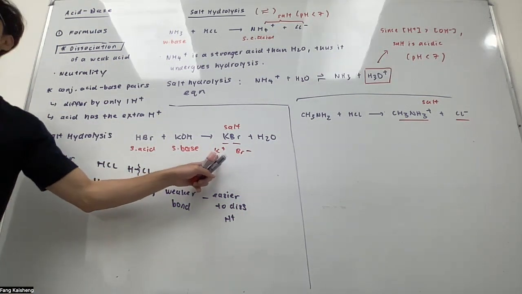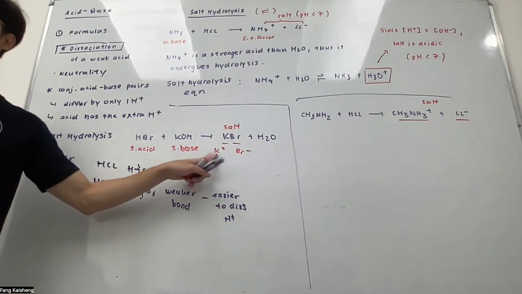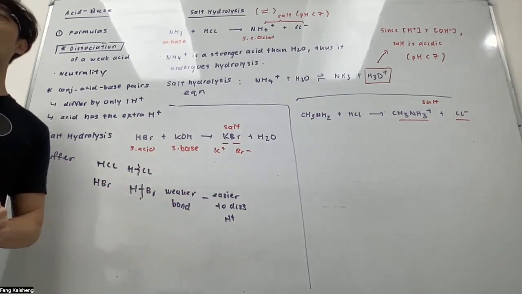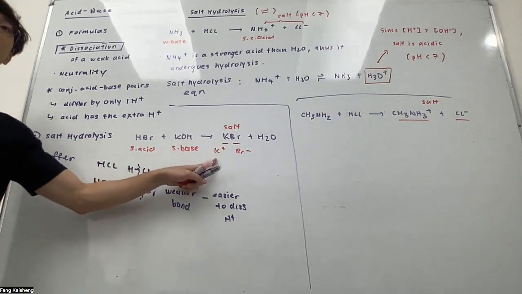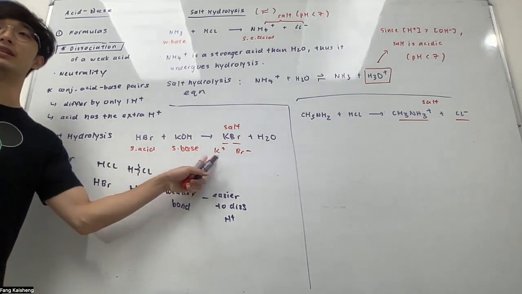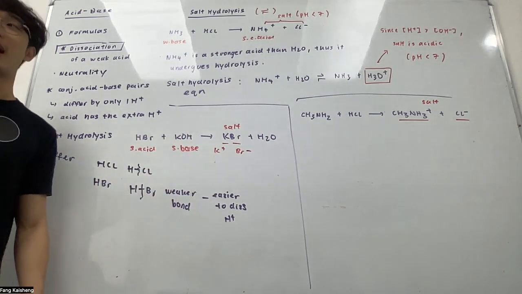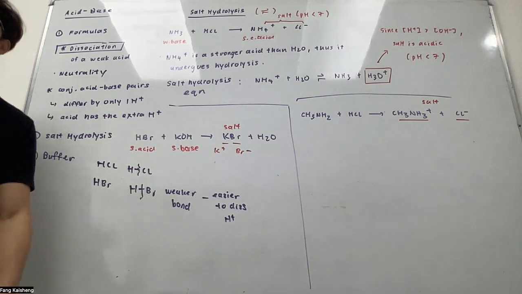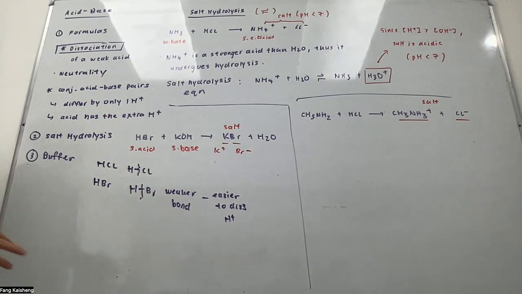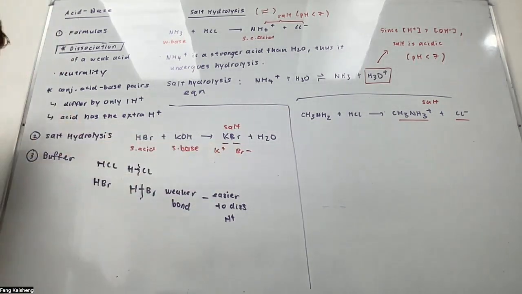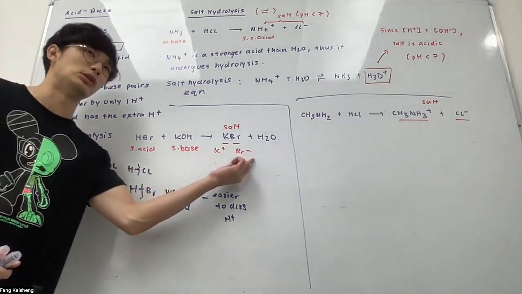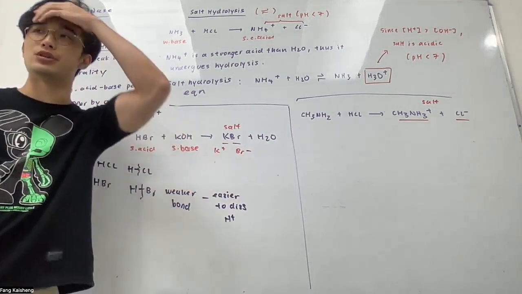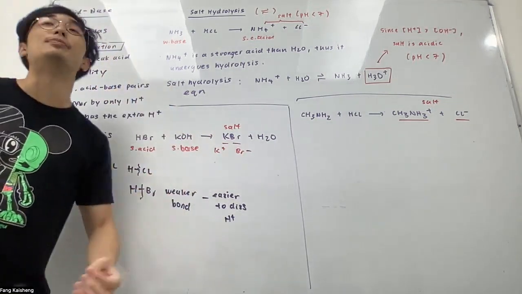First of all, can K+ undergo hydrolysis? The answer is no. It's a metal ion. For a metal ion to undergo hydrolysis, it must have high charge density. Does that look high to you? No, so K+ is out. How about Br−? Are you going to tell me it's low charge density? Is that the relevant explanation? No. How do you explain Br−?